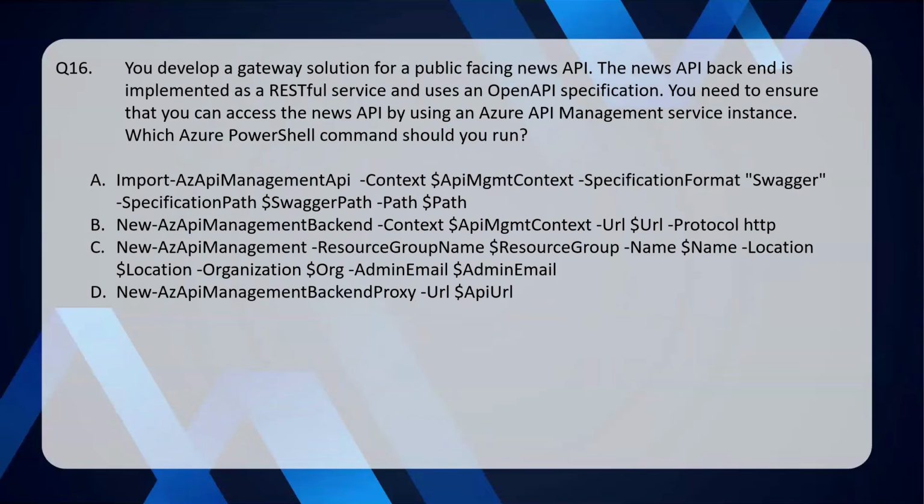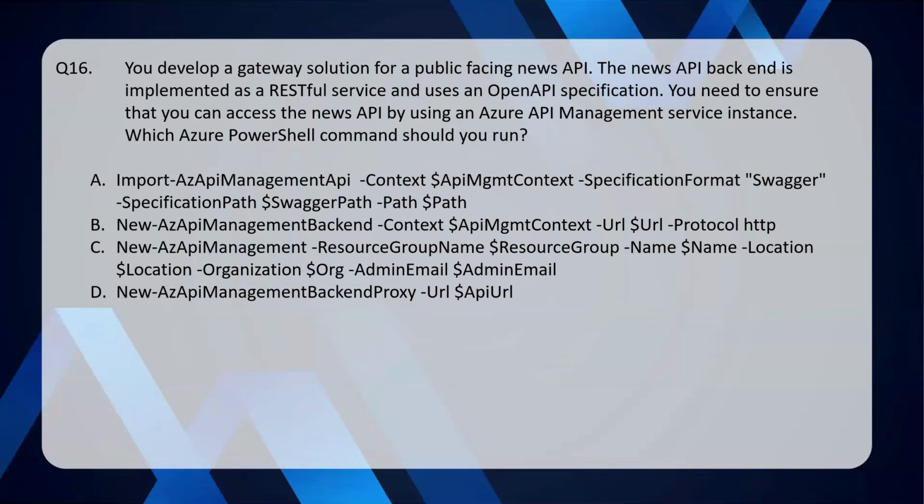You develop a gateway solution for a public facing news API. The news API backend is implemented as a RESTful service and uses an OpenAPI specification. You need to ensure that you can access the news API by using an Azure API Management service instance. Which Azure PowerShell command should you run? Now on your screen, there are 4 commands mentioned.